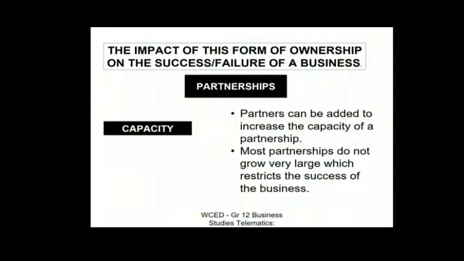Partners can be added to increase the capacity of a partnership. Okay, let me give you a clue there. It's 50-50. Yes, that's the only clue I can give you, 50-50.